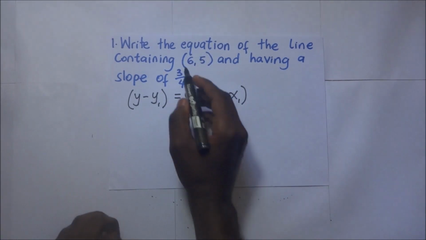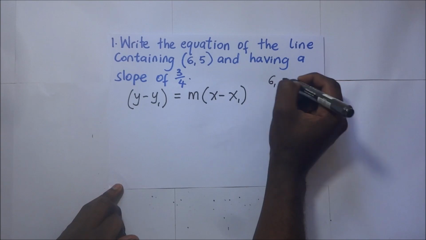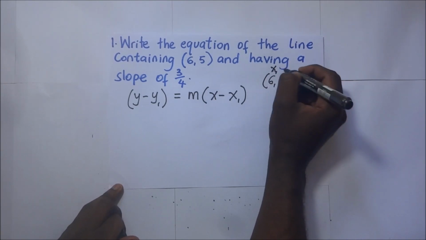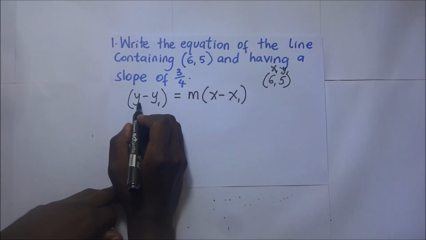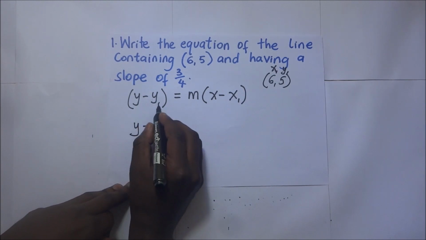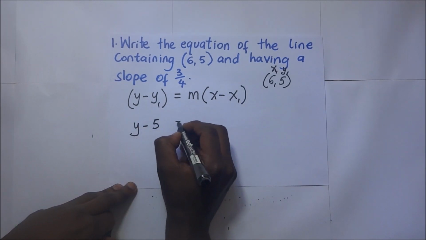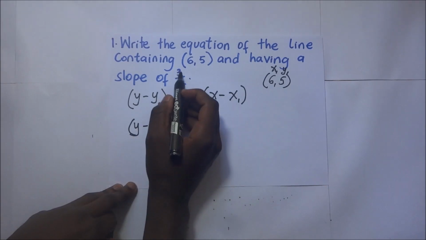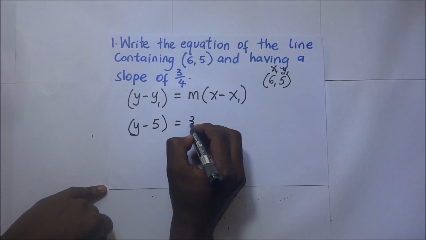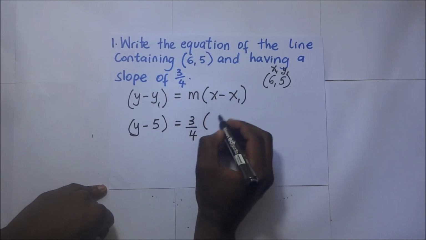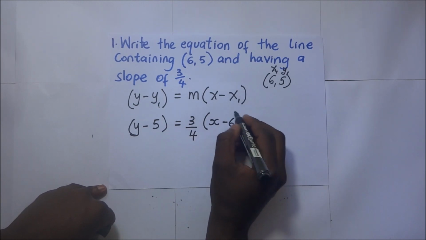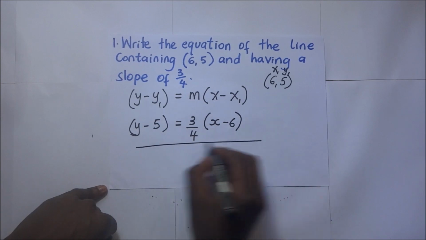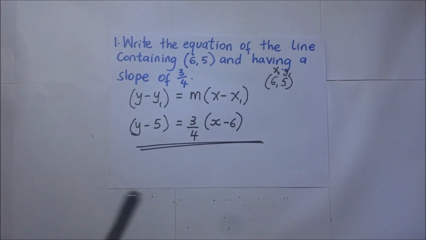For example, in this question, we have (6, 5). So our point (6, 5) becomes our point (x1, y1). And so we're simply going to substitute it in here. So this is going to become y minus our y1, which is 5, equal to our value of m, which is the gradient, or the slope, given as 3 over 4, into x, an arbitrary point, minus x1, which is 6. And this becomes the equation of the line. It's our answer. And now this is the point-slope form of the equation.